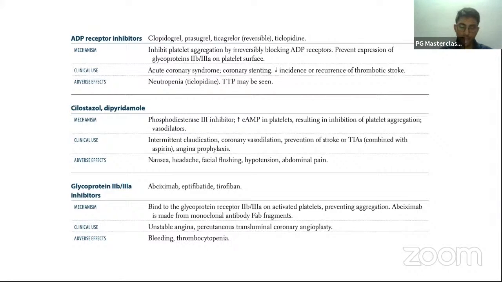Cilostazol and dipyridamole are specifically used in small vessel diseases. They act by phosphodiesterase 3 inhibition, increasing cAMP in platelets, resulting in inhibition of platelet aggregation, and act as vasodilators. Use is in intermittent claudication, coronary vasodilation occurs, prevention of stroke or transient ischemic attacks. It is combined with aspirin, and for angina prophylaxis. Adverse effects are flushing, headache, nausea, hypotension, and abdominal pain.